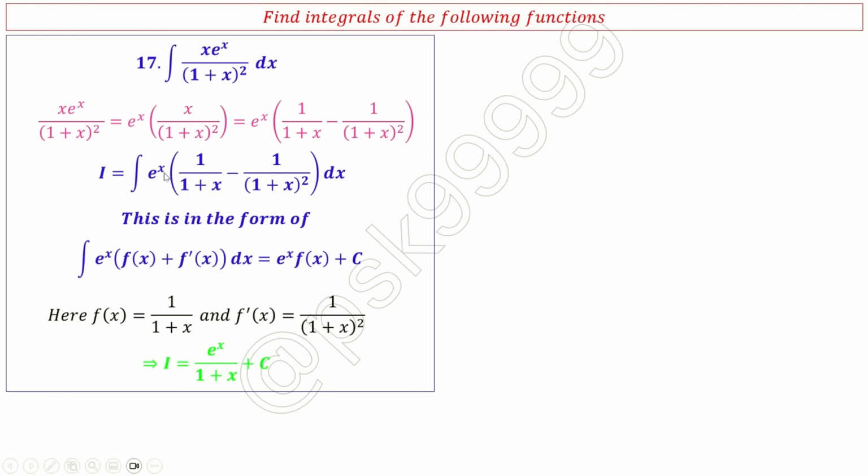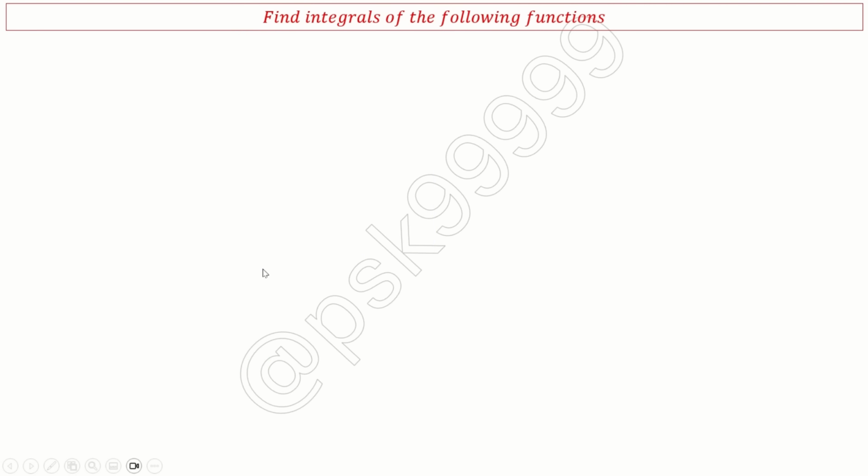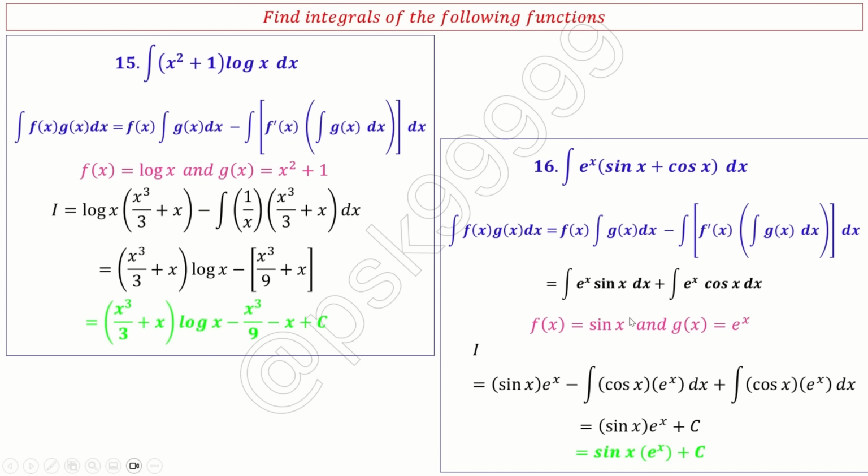So now I put e to the power of x into f of x plus f dash x dx. This is in the same form, so my answer is e to the power of x into f of x. In this case, f of x is 1 by 1 plus x, so that's the answer. You can solve many problems using this formula directly. This formula we actually derived in the previous question; we did the same thing. If you see this is f of x, then this is f dash x, so the answer is e to the power of x into f of x.